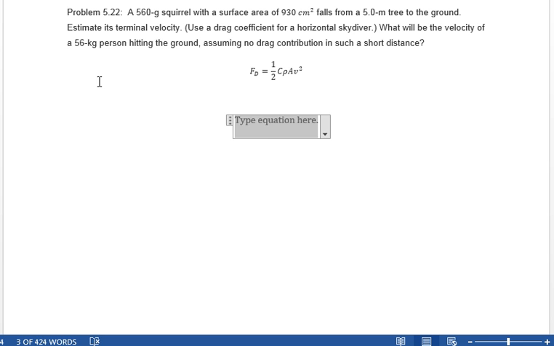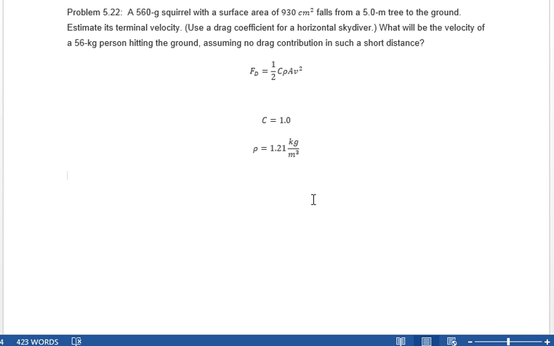They say use the drag coefficient of a horizontal skydiver. That's 1, right? Density of air is 1.21 kilograms per cubic meter, right?